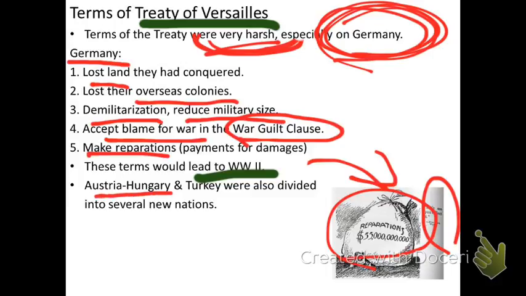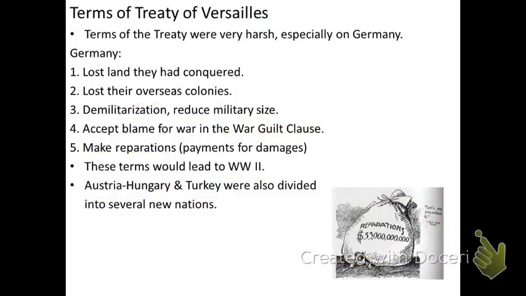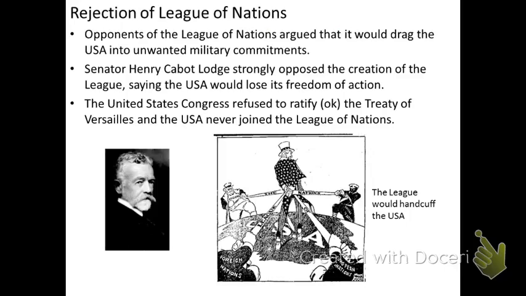Now, just so we don't think that the rest of the Central Powers got away scot-free, Austria-Hungary and the Turkish Empire, sometimes known as the Ottoman Empire, were also divided in what is now Eastern Europe, and their territories were taken and made into new countries. So it wasn't just the Germans who suffered, though they did suffer the most. The other Central Powers, the Austrians and the Turks, they lost as well.